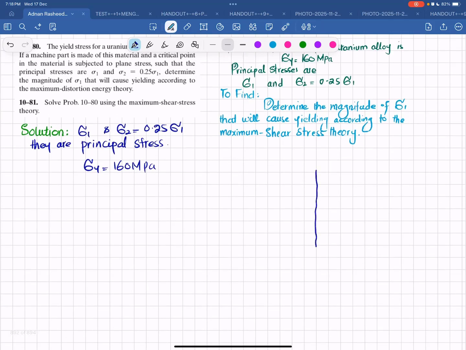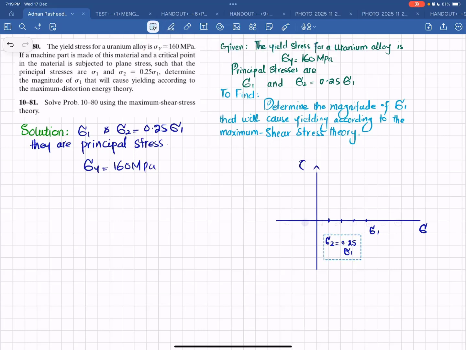If you draw the Mohr circle for that, you will need two axes. On the x-axis you have normal stresses, and on the y-axis you have shear stresses. Let this be 1, 2, 3, 4. Let this be sigma 1, and this point is sigma 2, which is equal to 0.25 times sigma 1, because sigma 1 is greater and sigma 2 is less than sigma 1. I will put it downward because I have to draw the Mohr circle. So this is the corresponding point.